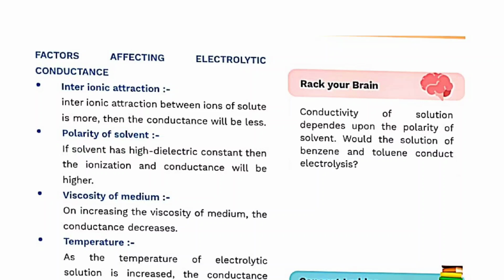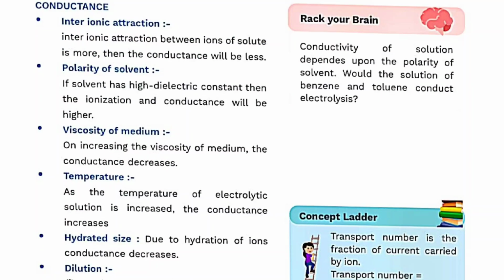That will also make it easier for ions to move. That will reduce attraction. And non-polar solvents like oil don't dissolve ions well, resulting in poor conductance. So polar solvents help ions move freely, making it easier for electricity to flow. Non-polar solvents don't help ions move as well, making it harder for electricity to flow.